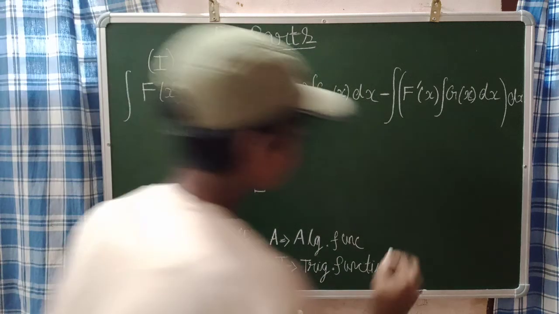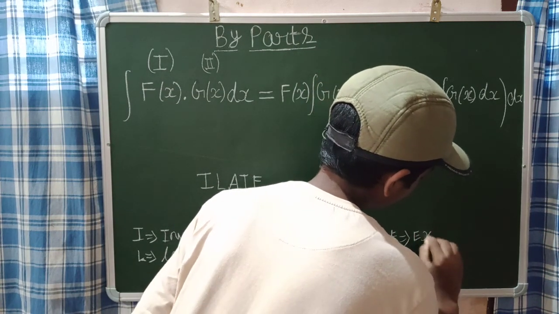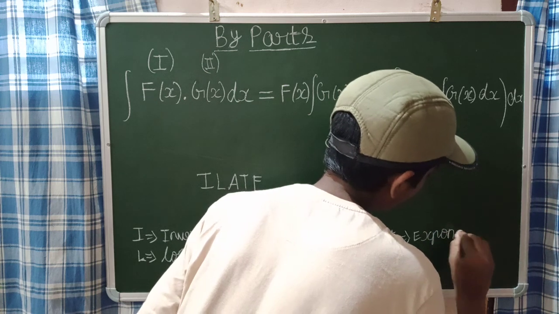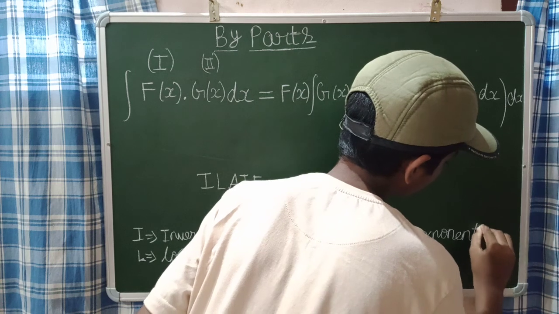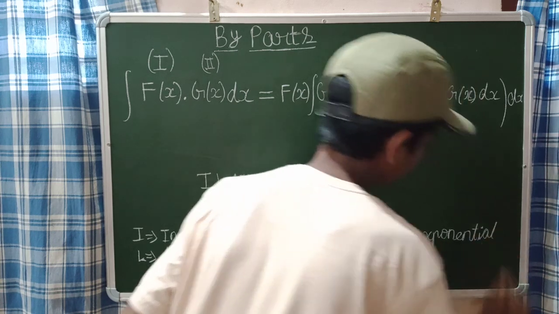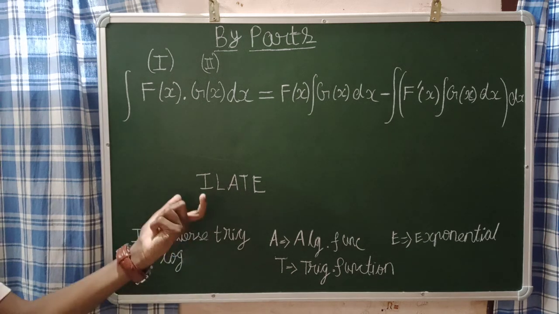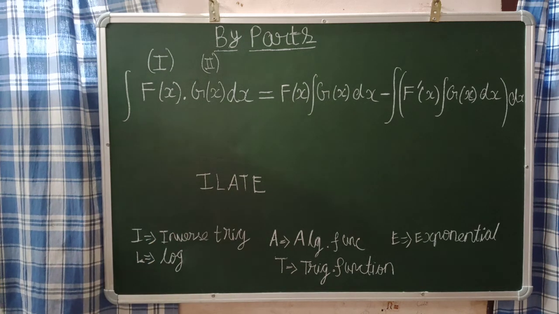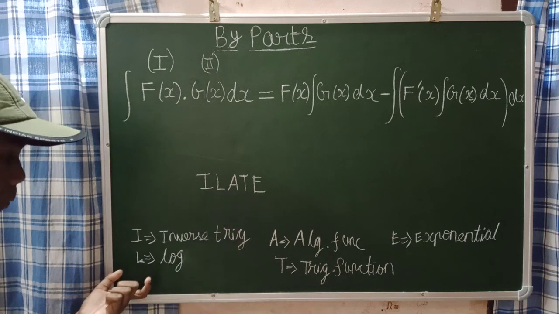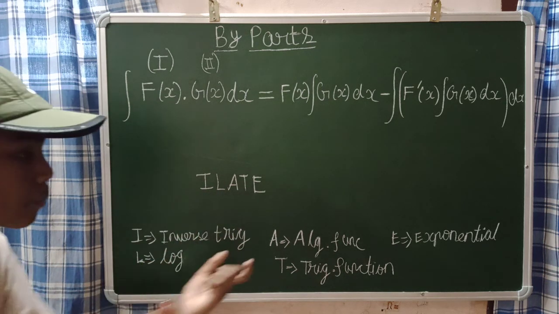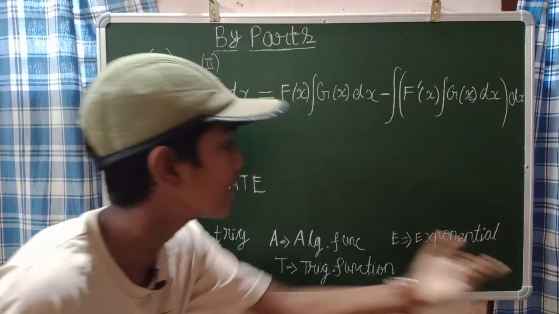Then T is the trigonometric function, and E is nothing but the exponential function. So every letter corresponds to a type of function. I will tell you once again, this ILATE rule is an abbreviated form, not a definition. I is the inverse trigonometric function, L is the logarithmic function, A is the algebraic function, T is the trigonometric function, E is the exponential function.